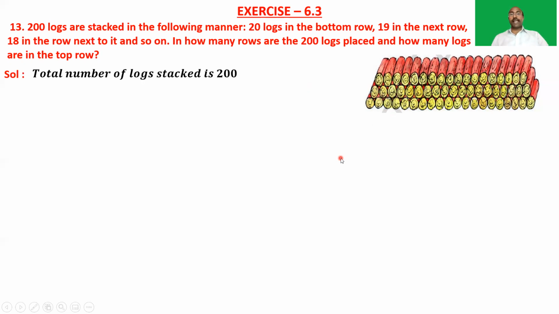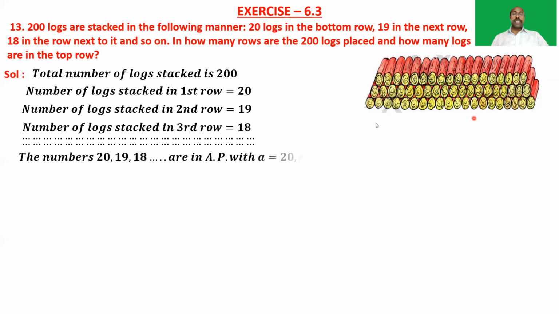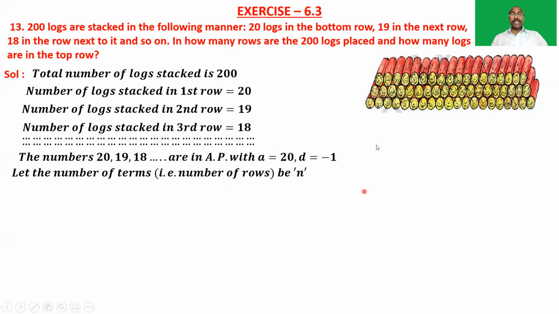So the total number of logs stacked is 200. Now, the number of logs stacked in the first row is 20, in the second row is 19, and in the third row is 18, and so on. So these numbers 20, 19, 18 and so on are in AP with the first term a equal to 20 and common difference d equal to minus 1. We know that d is equal to a2 minus a1, 19 minus 20, which is equal to minus 1. And now let the number of terms, that is the number of rows of logs, be n.